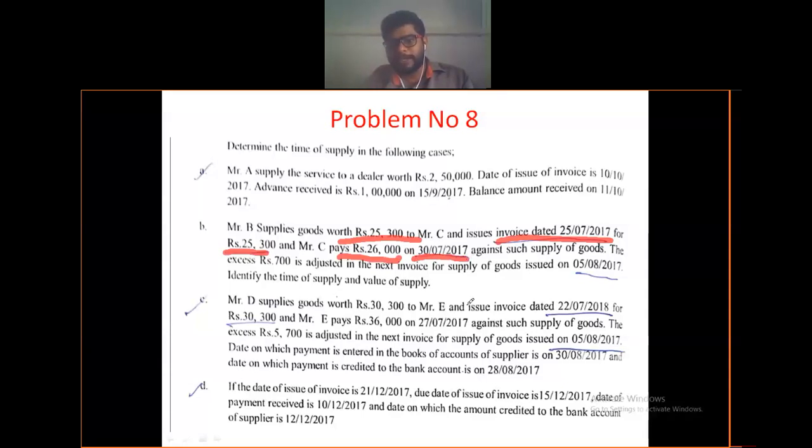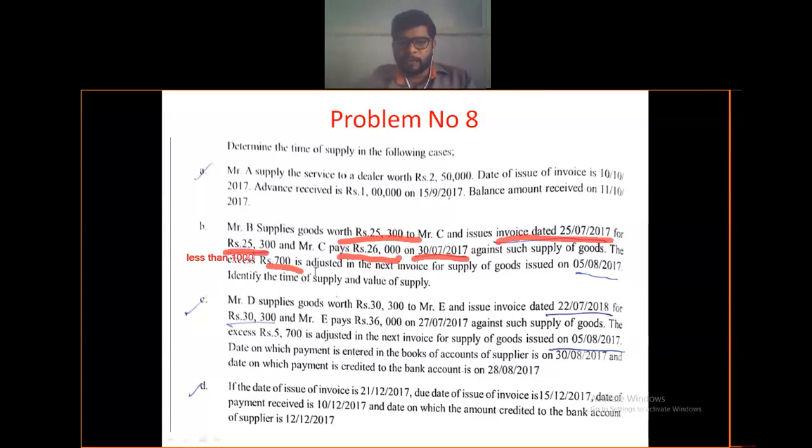30th July 2017. Against such supply of goods, the excess of 700 rupees, how much excess paid then? 25,300 worth of goods supplied, but Mr. C pays 26,000. So excess amount is just 700. So there is one rule here. If the excess amount is less than 1,000, one rule. If the excess amount is more than 1,000, one rule. I will explain that. But here excess amount is just 700. That is less than how much? Less than 1,000.